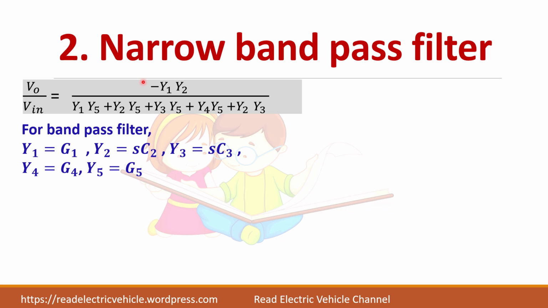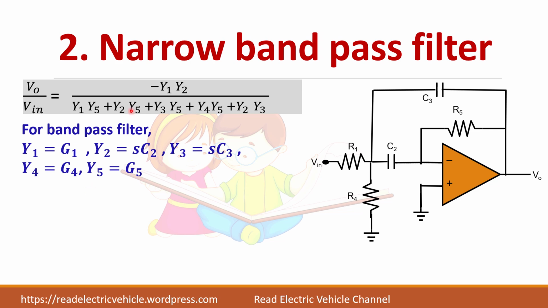Now for a band pass filter, this Y1 should be equal to G1. G1 means it is 1 by resistance. The reciprocal of resistance is G1. And Y2 is SC2, Y3 is SC3, and Y4 and Y5 are G4 and G5. So the circuit becomes like this. So instead of Y1, I am putting G1, or you can put resistance R1. So G1 is nothing but 1 by resistance.